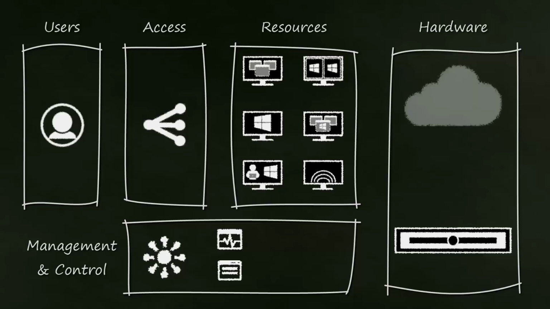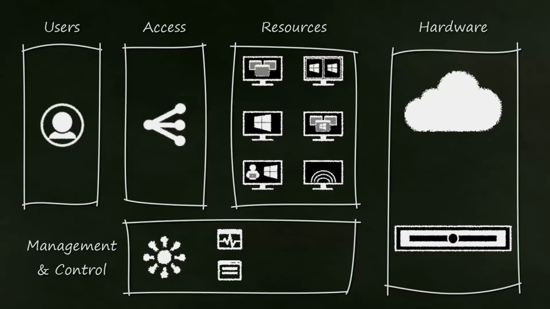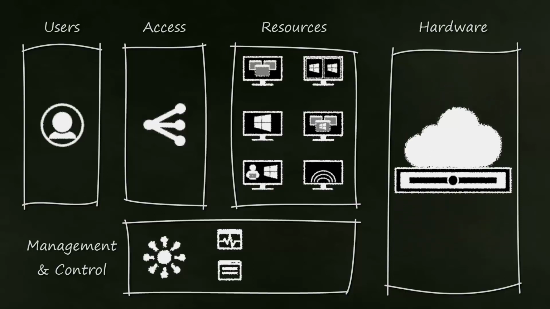If you're looking for a cloud-based deployment, XenDesktop will allow you to deliver your resources from Citrix Cloud Platform, Amazon AWS, and Microsoft Azure. XenDesktop also lets you have a hybrid deployment where some resources are located on-prem, while other resources are in the cloud.